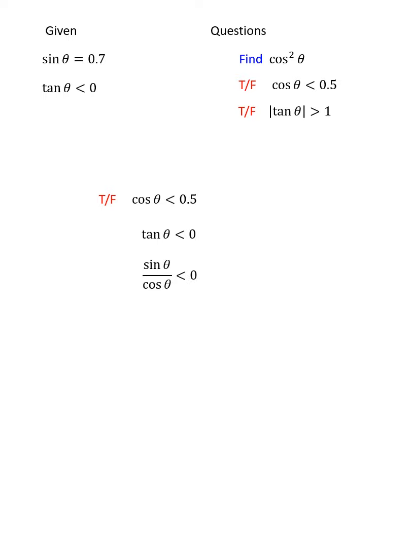If the tangent is negative and the tangent is sine divided by cosine, then sine divided by cosine is negative. But we know that the sine is a positive number, specifically 0.7. And if 0.7 divided by a number is less than 0, or negative, then that number itself must be negative. Now back to the true-false statement. If the cosine of theta has to be a negative number, then of course it's less than positive 0.5, no matter what it is. And therefore this statement is true.